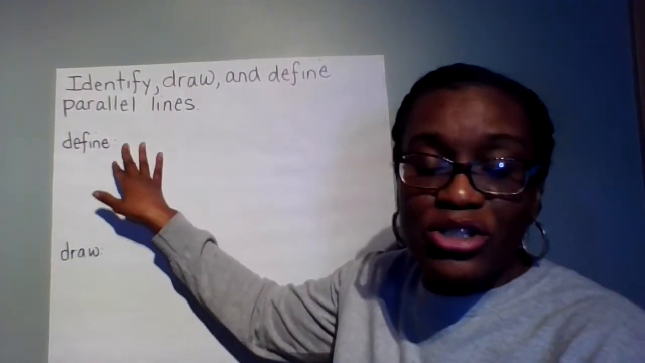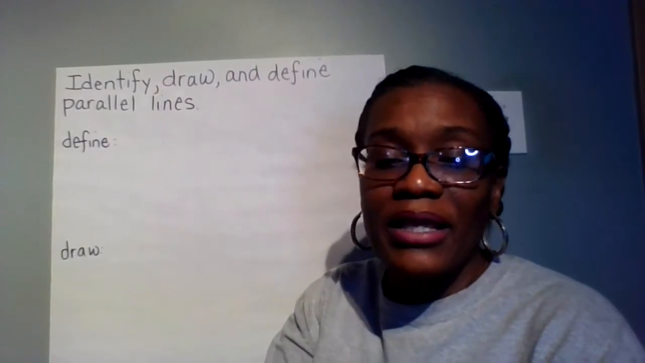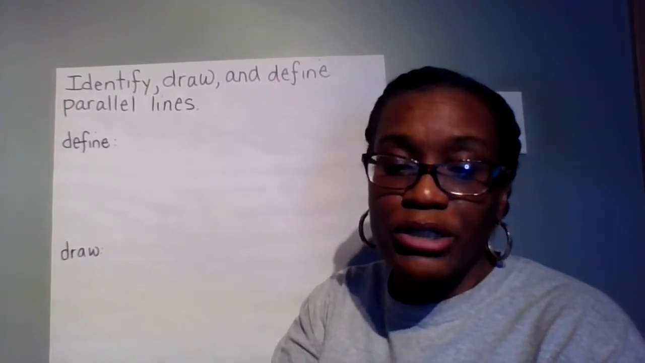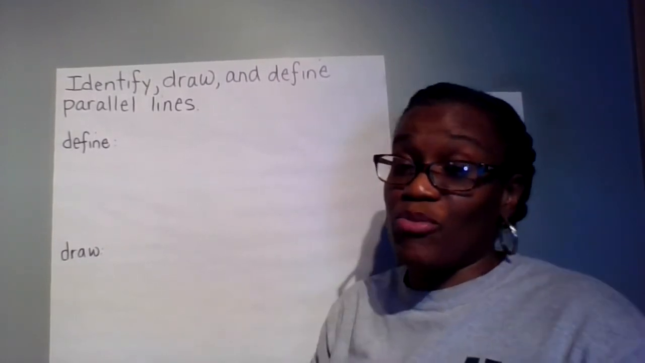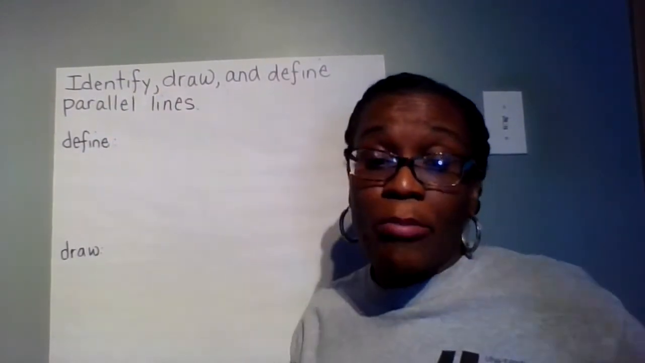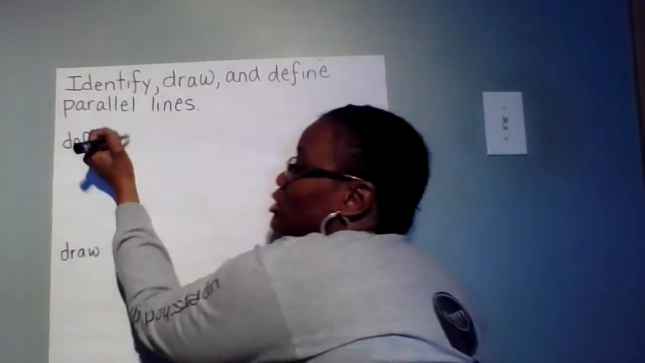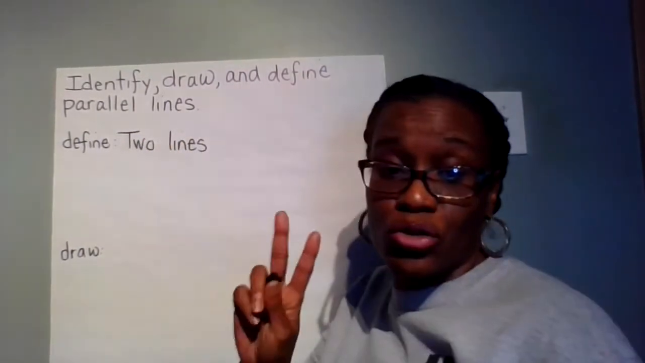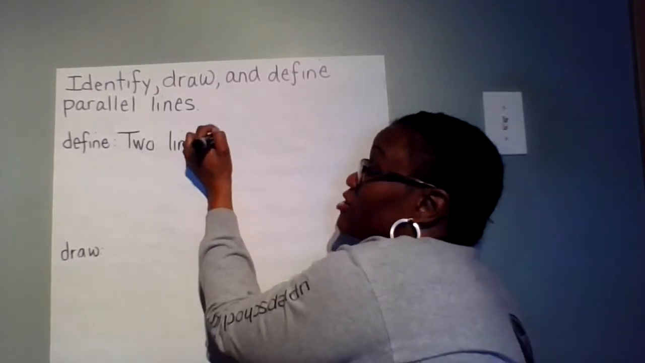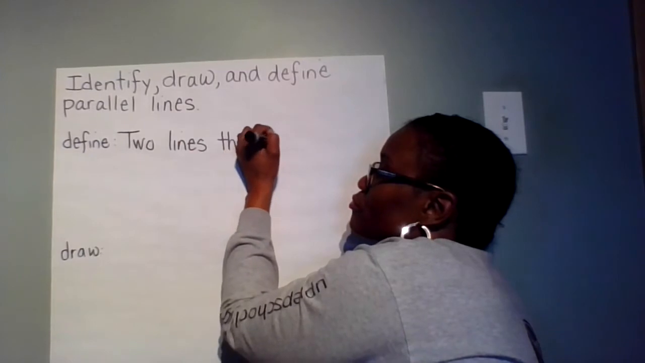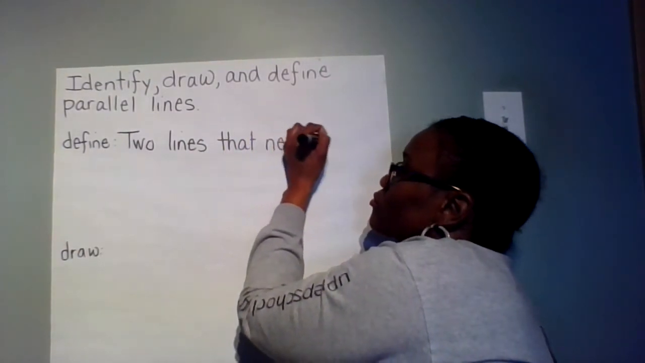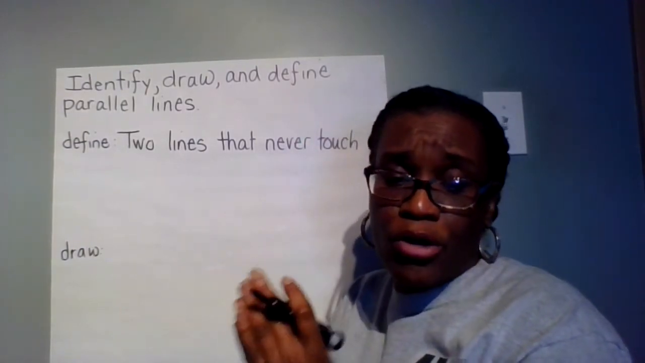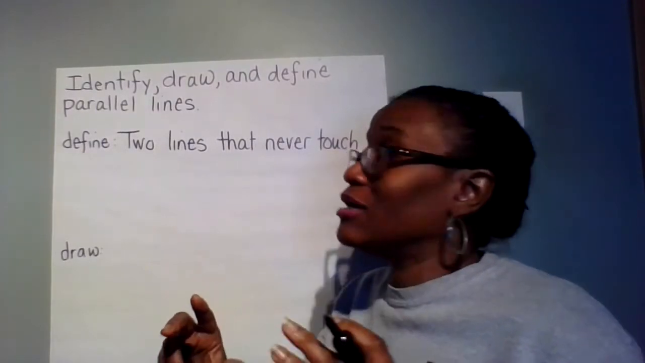So the first thing we need to do is define what is a parallel line. First of all, you're going to need a straight edge when we get to draw it, and I have a yardstick. But a parallel line is actually two lines that never touch each other no matter how far you extend the lines.